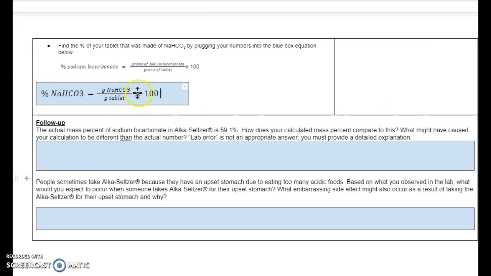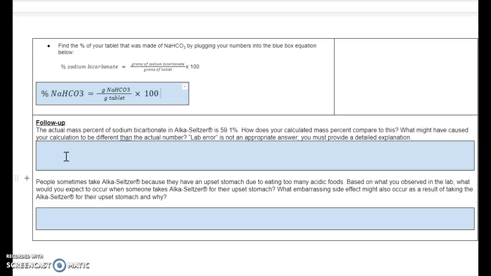Then the follow-up, there are two questions here. The first one: the actual mass percent of sodium bicarbonate in Alka Seltzer is 59.1% in a whole tablet. That's what it should come out to, 59.1% of the tablet, or of the composition of it. How does your calculated mass percent compare to this? Is yours larger, smaller? How far off is it? So answer that question, then answer what might have caused your calculation to be different than the actual number.